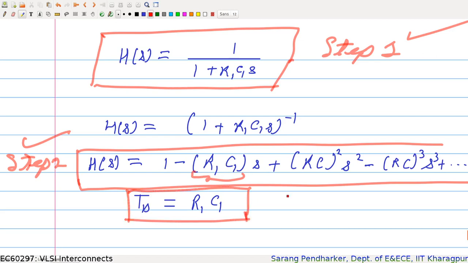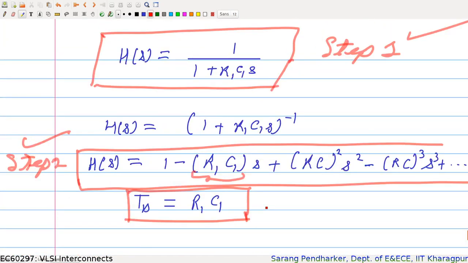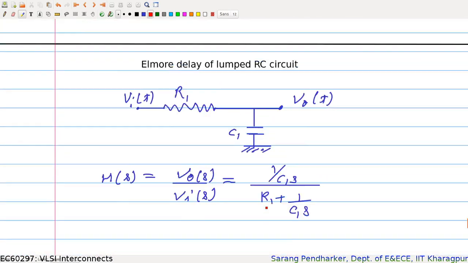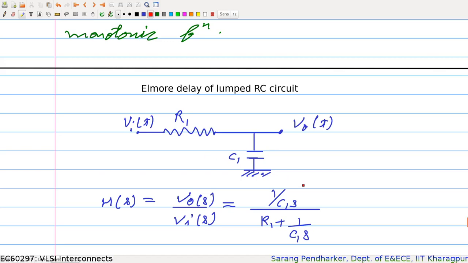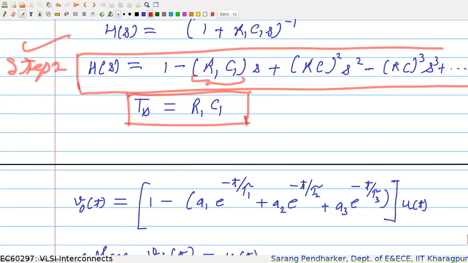Now this looks familiar. So this was our charging time constant for an RC circuit, right? So for an RC circuit where your output is an exponential, which we had seen in lecture 1, your Elmore delay is the same as your RC time constant, right? But this is only for a simple R1 C1 case, right? Now let us take another example.